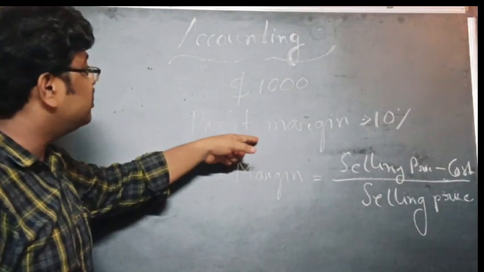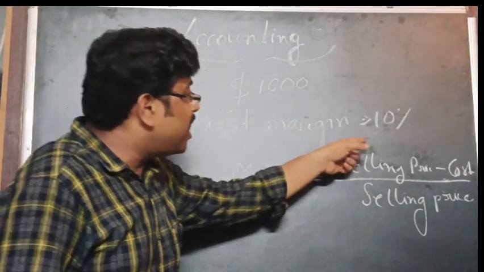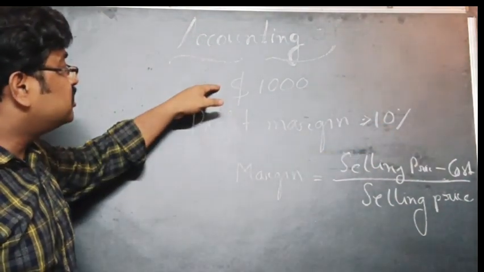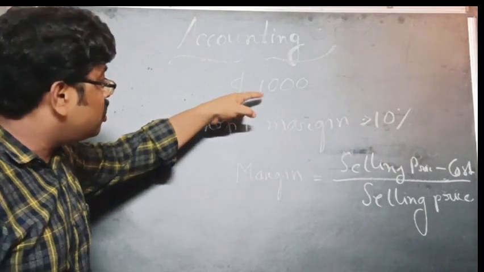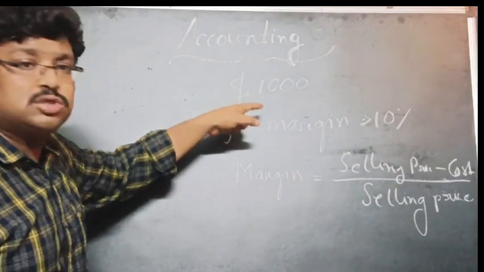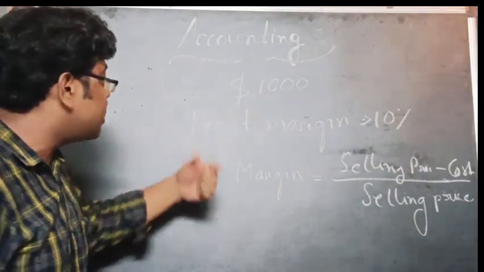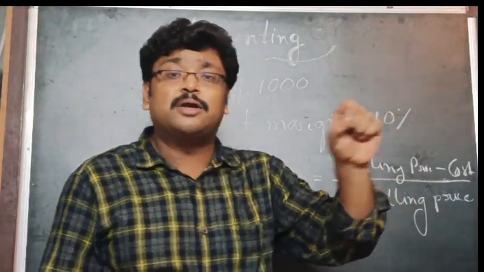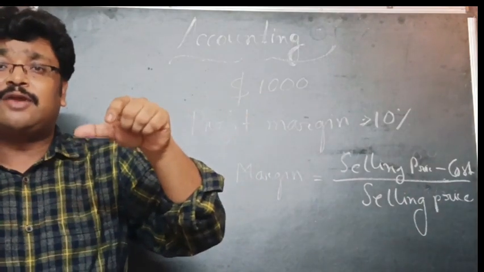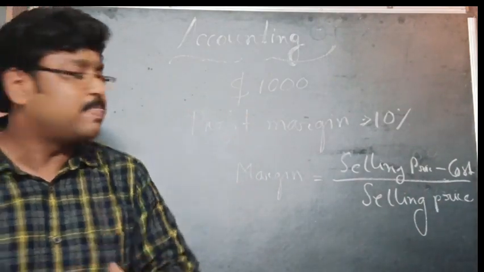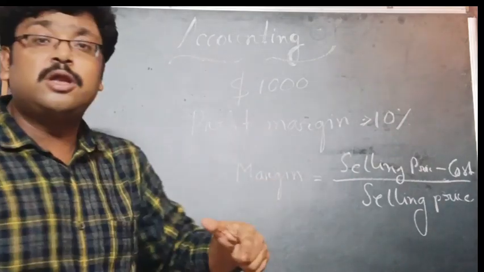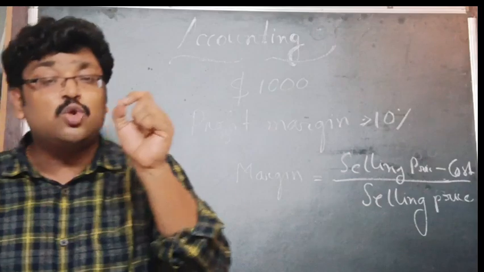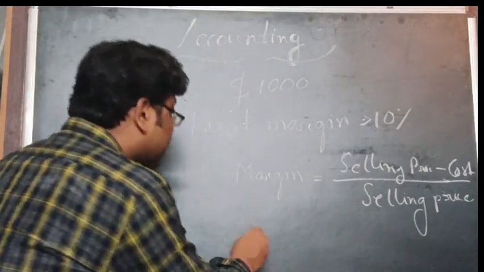We are given the margin, 10%, and we are also given the cost. But using the cost alone, it is not possible to find the selling price for a profit margin of 10% on that product. So we should have a clear understanding of the markup. What is the markup?